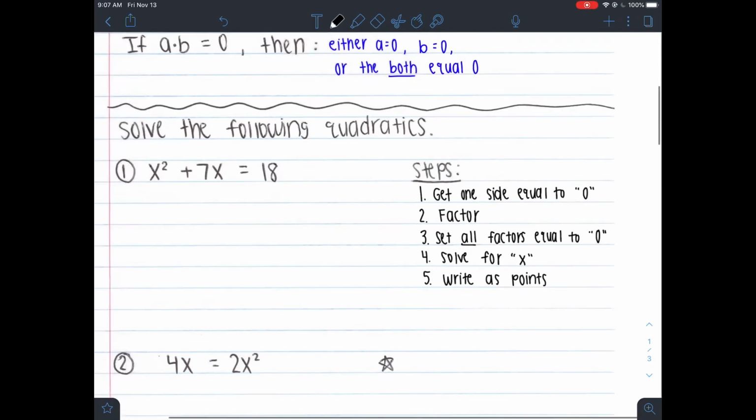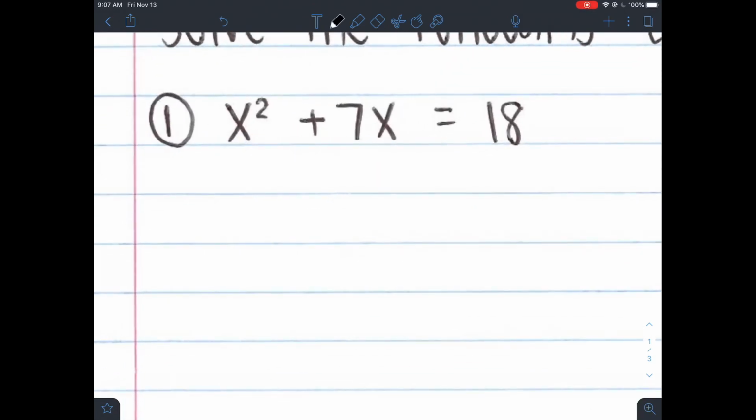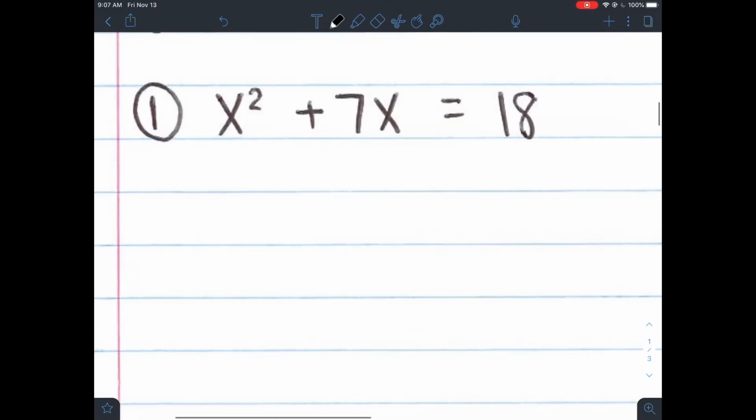Okay? All right, so those are our 5 steps. We're going to get one side equal to 0. So the first thing in number 1, I have x squared plus 7x equals 18. The first step is I need one side equal to 0. So the easiest thing for me to do is to move that 18 to the left side.